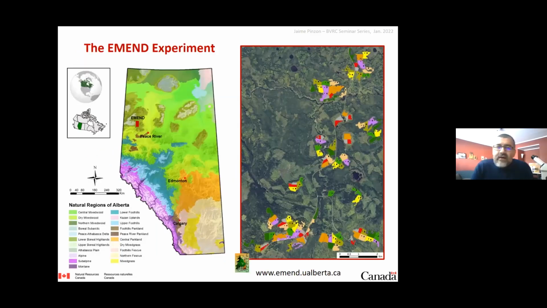So this is where the EMEND experiment comes into play. The EMEND experiment started back in the late 90s, when there was a big paradigm shift in how forestry was being done.